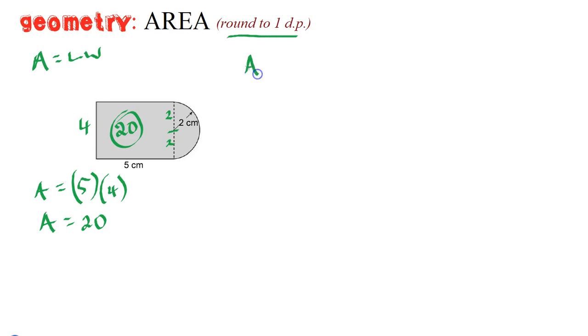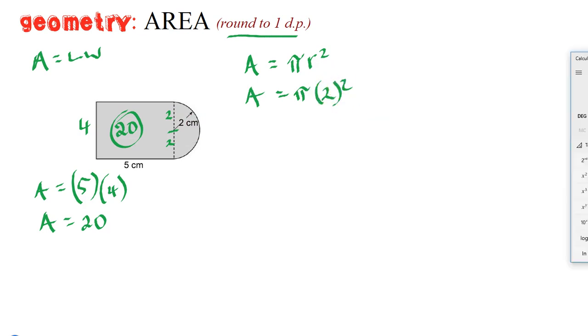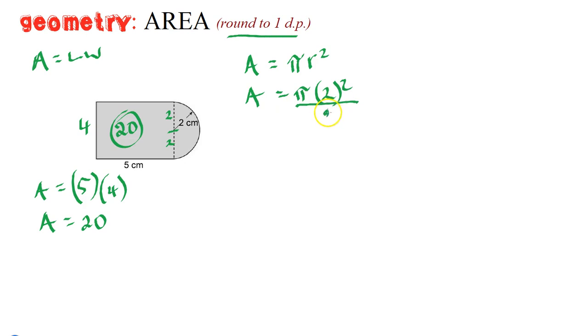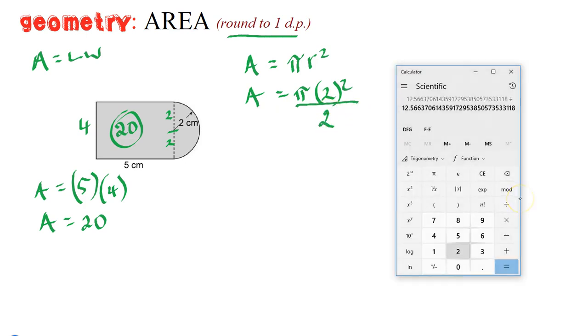So the area of a circle is area equals pi radius squared. So area equals pi, radius is 2, and that's going to be squared. And I can use my calculator to do all the heavy lifting. So I'm going to go pi times radius squared equals, it's going to be 12.5, and I have to divide that by 2 because this is only half of a circle. So I'm going to do that now. So divide it by 2.